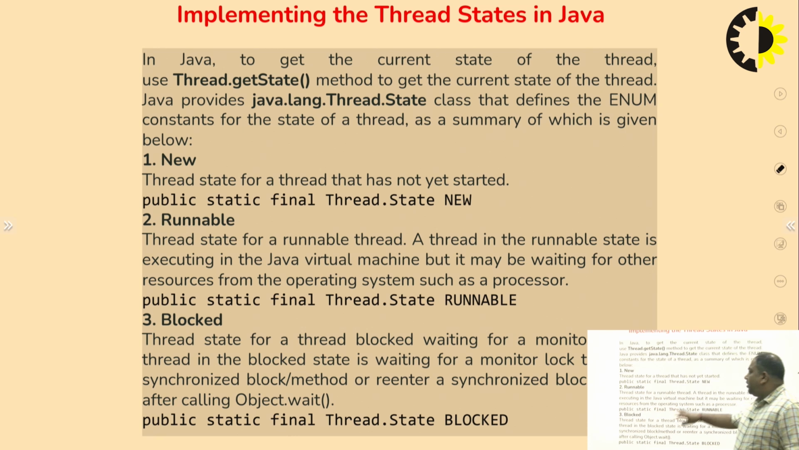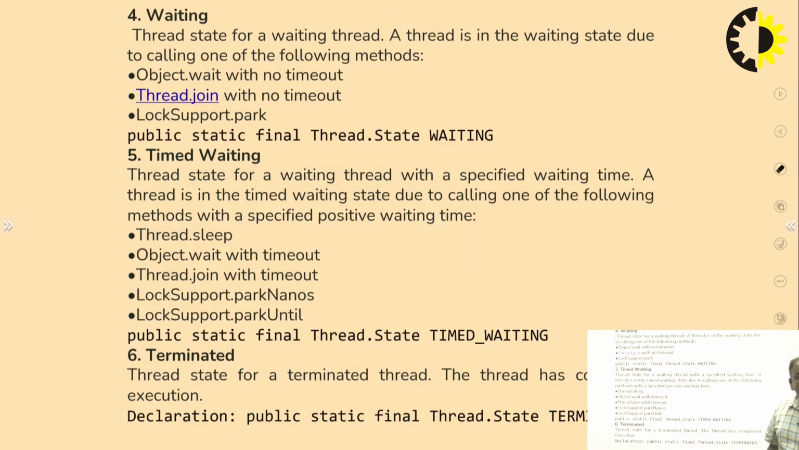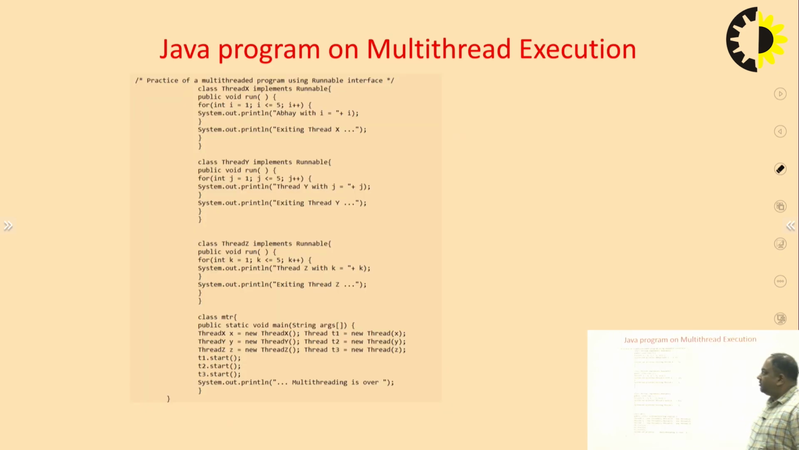For new we use Thread.State.NEW. For runnable we use State.RUNNABLE. For blocked we use State.BLOCKED. For waiting we use WAITING. For timed waiting we use TIMED_WAITING, and for terminated we use TERMINATED. It is just a declaration of all these states which we are using.